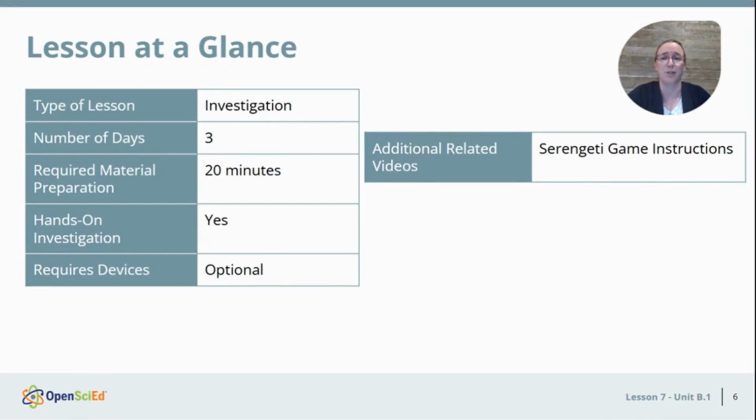The 20 minutes of material preparation listed here is to prepare the game board, game pieces, and make copies of the Meet Your Agent readings, the data collection sheets, the game instructions, and data analysis handouts. I will note that the first time making the boards and the game pieces, if you do not have an OpenSciEd kit, will take a little bit longer than 20 minutes. Students do not need to use their individual devices unless you'd like them to explore the readings and/or data collection and analysis handouts using digital copies. I use digital copies of the Meet Your Agent readings and paper copies of the data collection and analysis handouts.